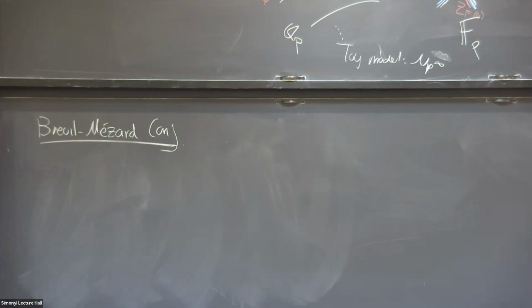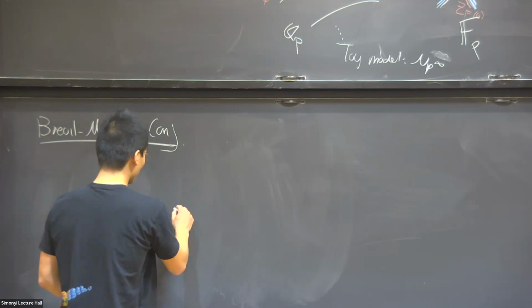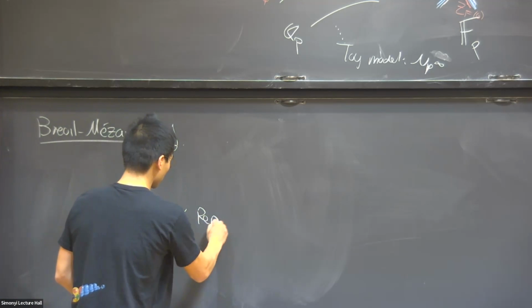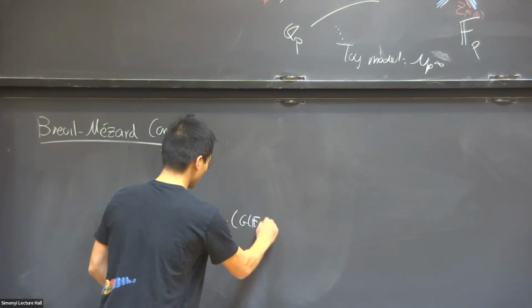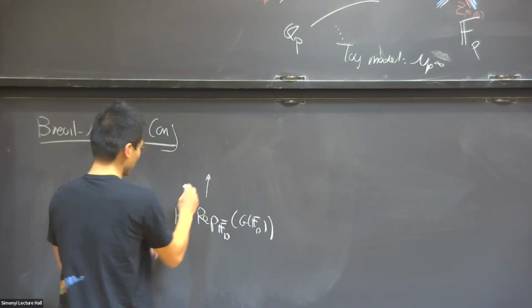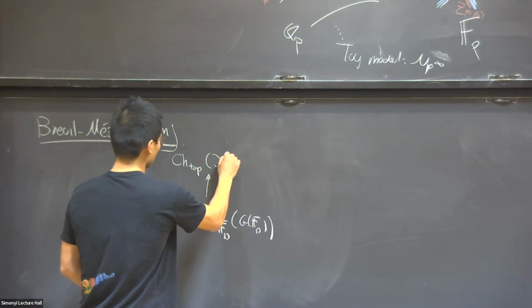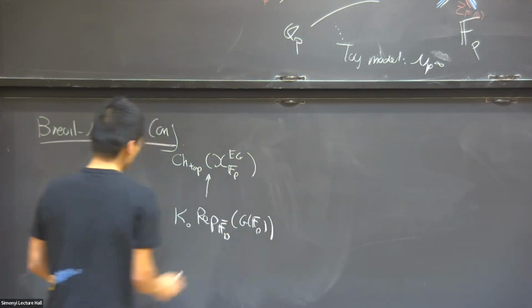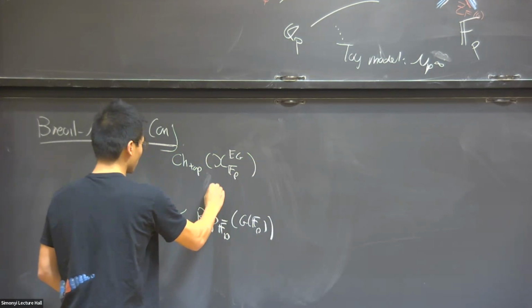And what it says is that I'm looking for a way to go from representations of G of F_p to these cycles on the Emerton-Gee stack in characteristic p. So this is a conjectural map.